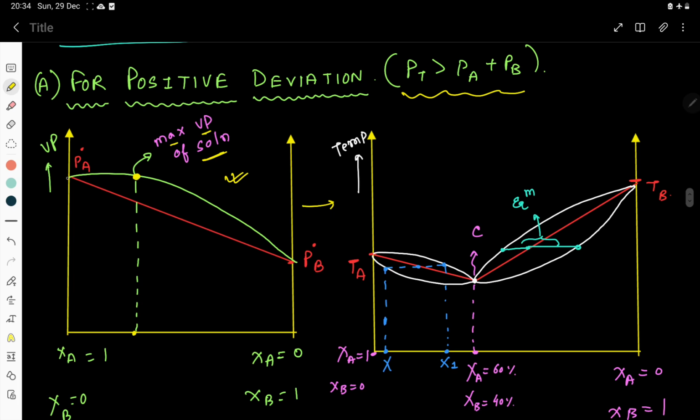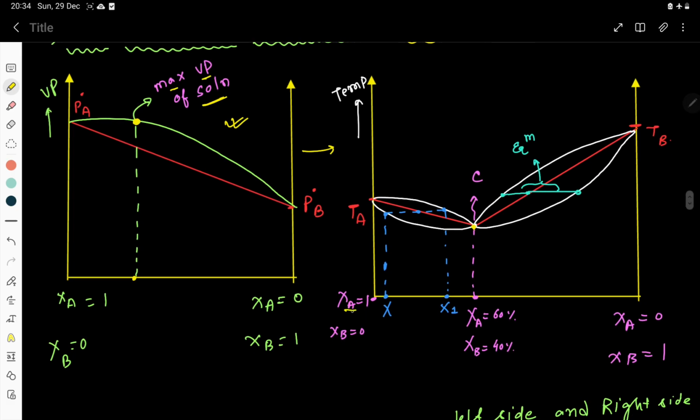Here we can see the vapor pressure of A is greater than the vapor pressure of B. So here the boiling point of A is definitely lesser than the boiling point of B. Now here what we are observing is that the maximum vapor pressure of the solution comes, so the minimum temperature is coming at this position, at C position.